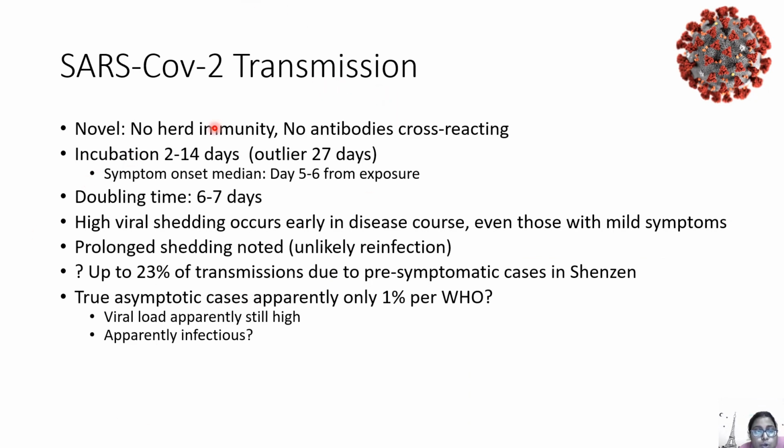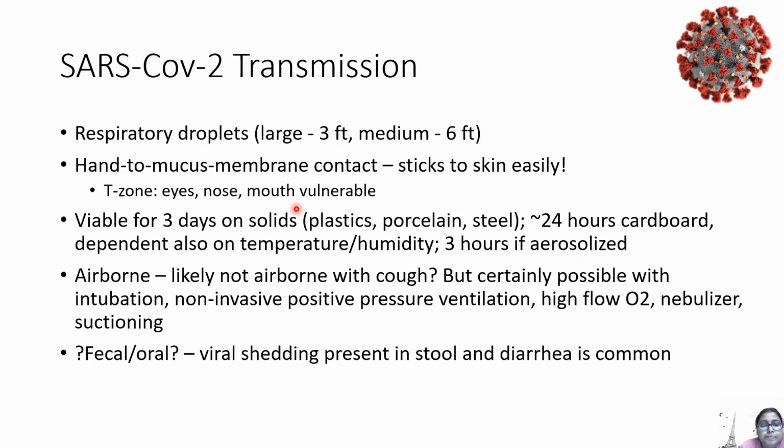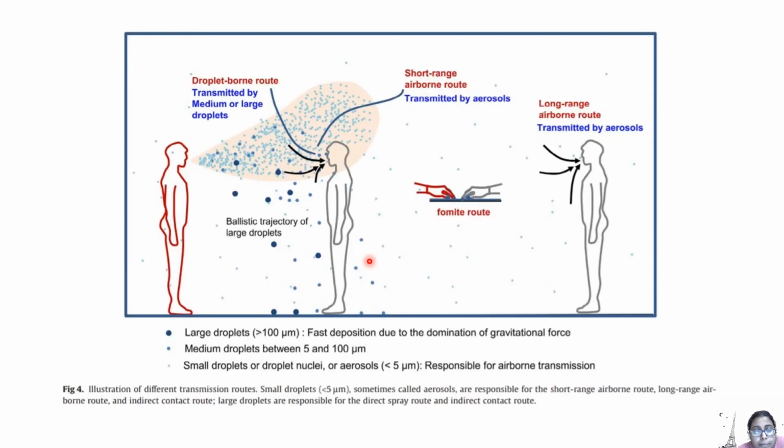We obviously know about the incubation period, which was why we were asked to quarantine for 7 to 14 days before, and then it got reduced to 7 days eventually. The transmission occurs due to respiratory droplets, hand to mucous membrane contact, anything. It is also apparently viable for 3 days on solids, 24 hours on cardboard and everything. Okay, so all of these were the methods of transmission.